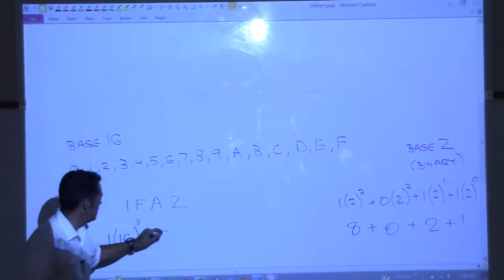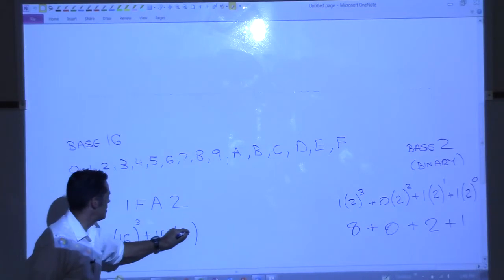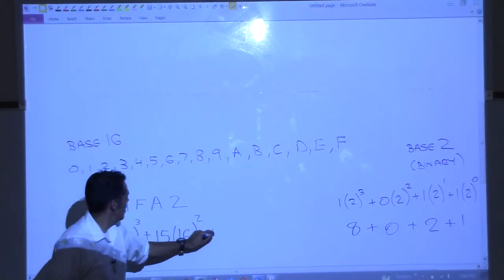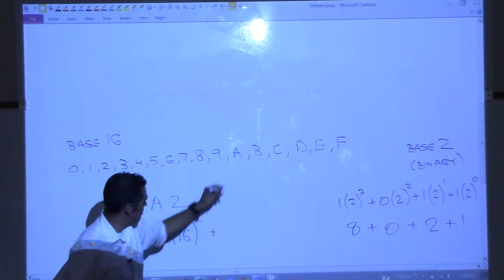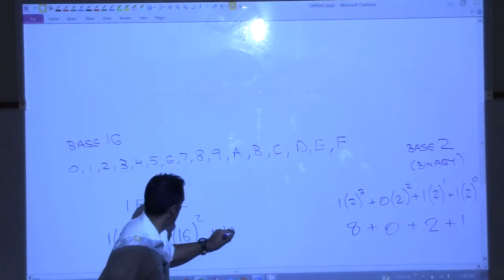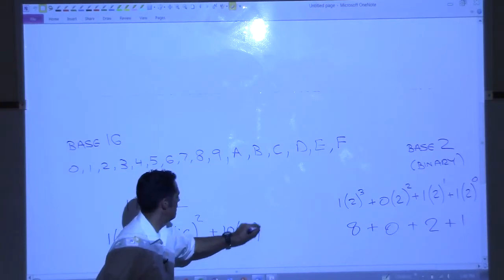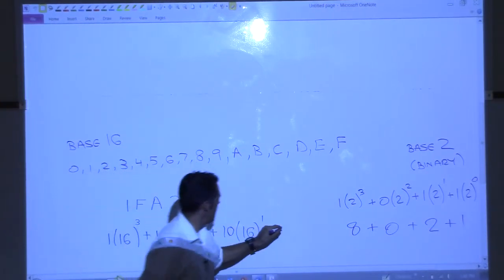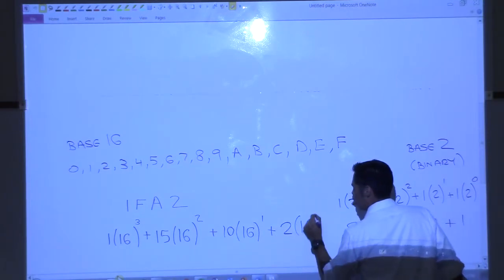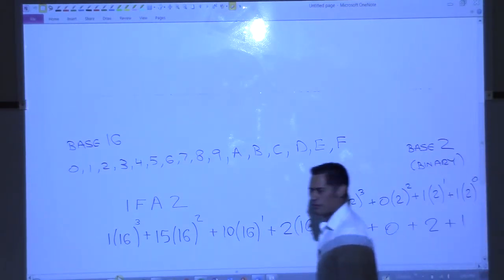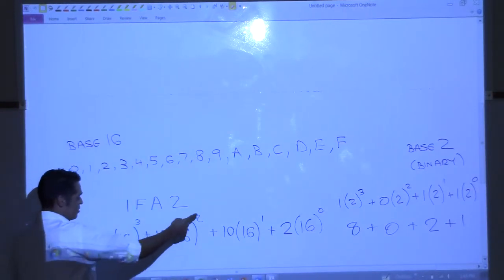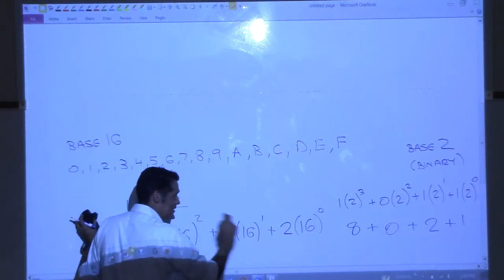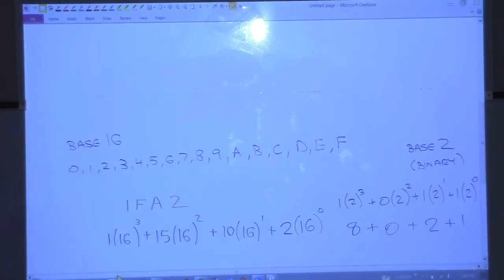It's going to be 15 times 16 squared plus A, which is actually 10, right? Yeah, 10, 16 to the first plus 2, 16 to the 0. So this is 16 cubed plus 16 squared times 15 plus 160 plus 2. Whatever that number is, that's the base 10 number from hexadecimal. I don't feel like doing the math, but does that make sense? So you can have any base you want. You start putting letters in there.